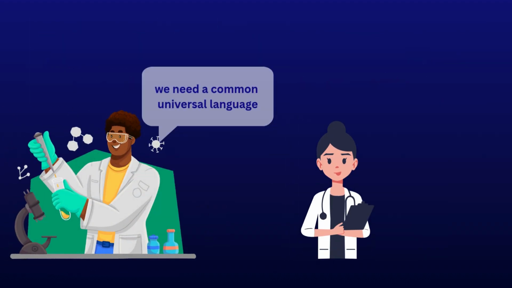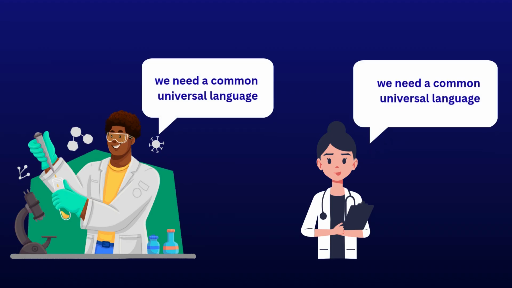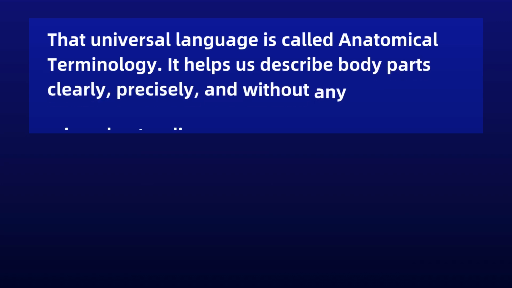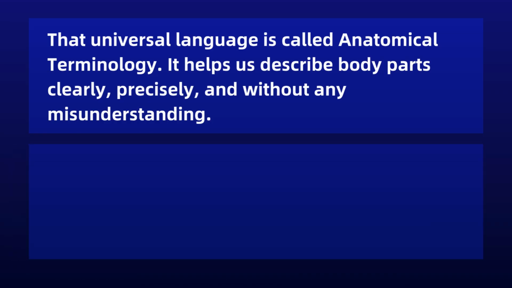That's why scientists and doctors needed a universal language, a set of fixed terms that mean the same everywhere, whether you are in India, America, or elsewhere. That universal language is called anatomical terminology. It helps us describe body parts clearly, precisely, and without any misunderstanding. Now we have common anatomical terminology, same throughout the world.